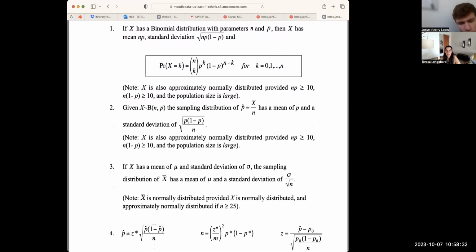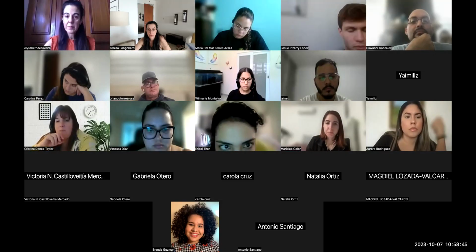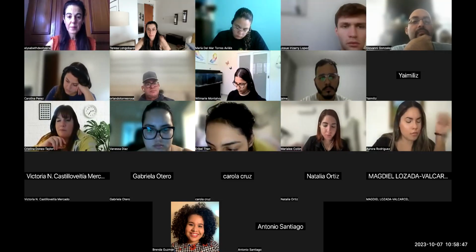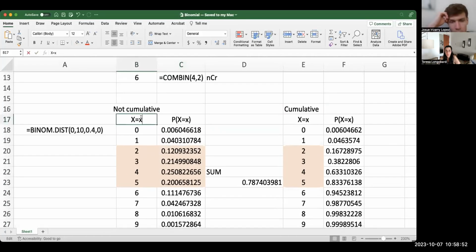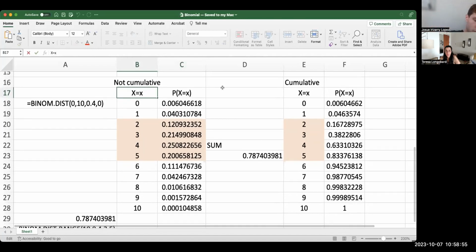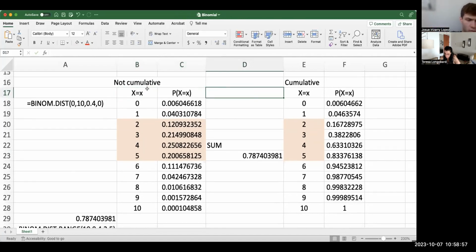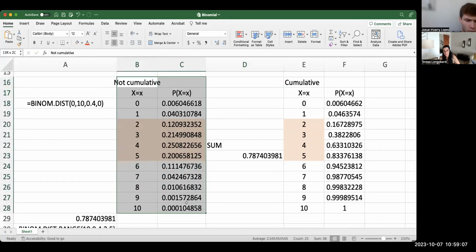Are you guys good for the rest? Can you do the at least 6 calculation in Excel? I can do it as well. I'll just copy this one that I already did. I can do at least 6. I could subtract from 1 the sum from 0 to 5, or I could add them individually. So I'll do the not cumulative.